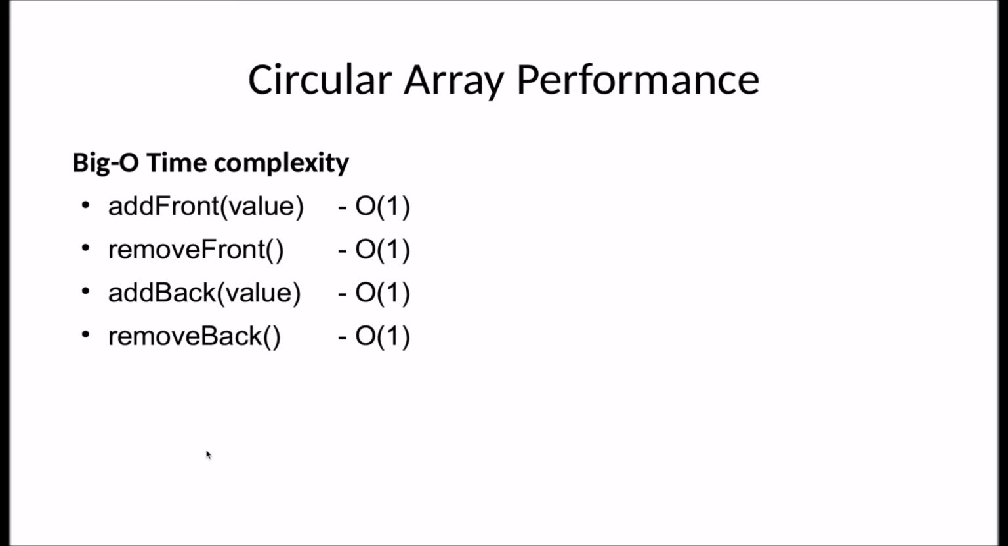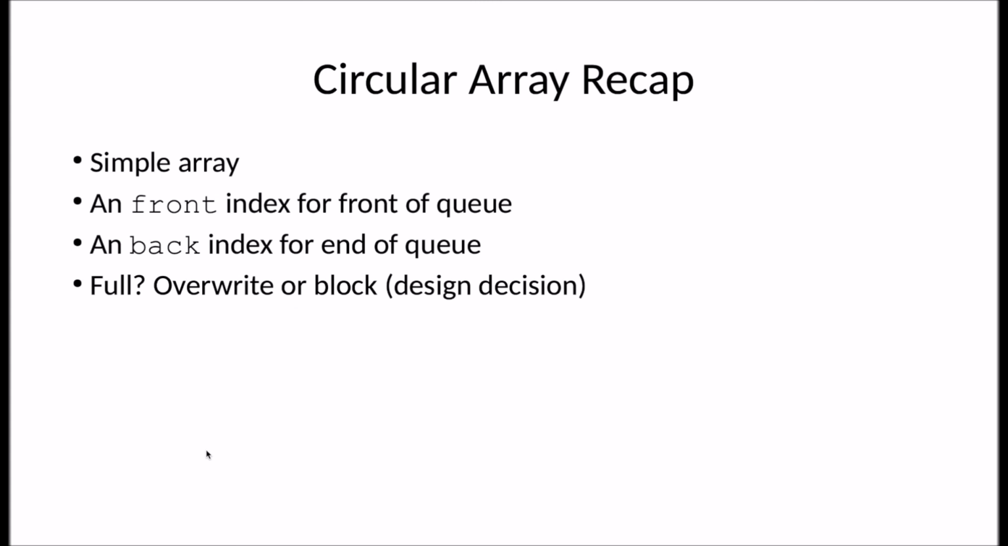It's very quick. Now to recap, a circular array is a simple array that has two indices. The front index tracks the front of the queue, the back index tracks the end of the queue. And if the array is full, it's a design decision if we want to overwrite values or if we want to block any additional add operations to the circular array.